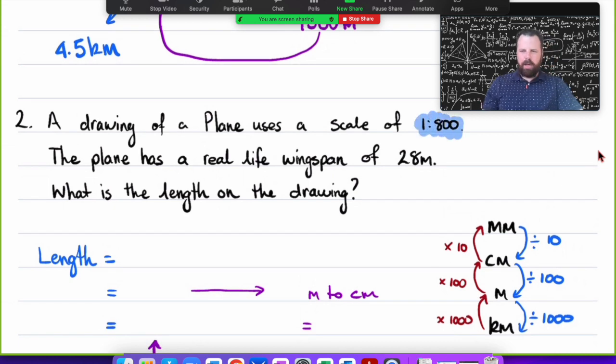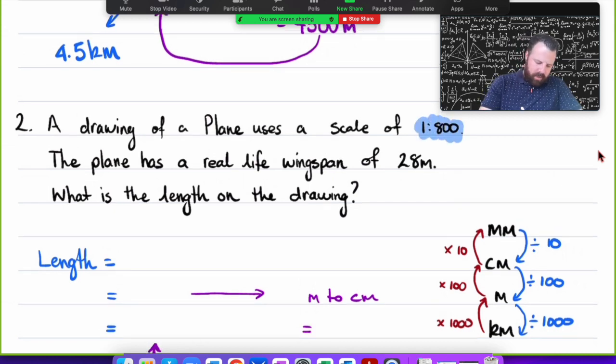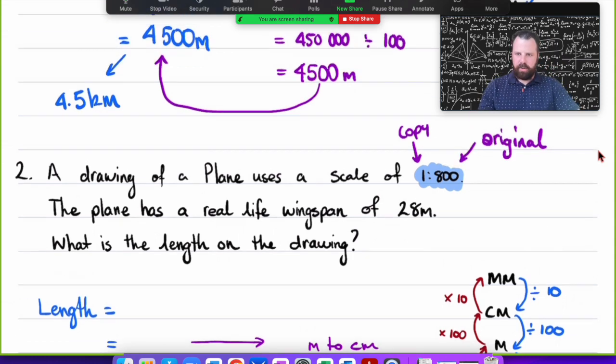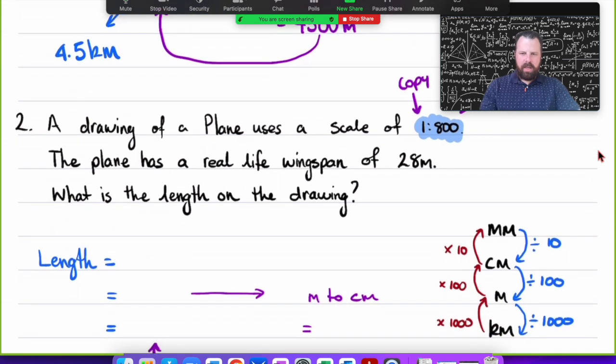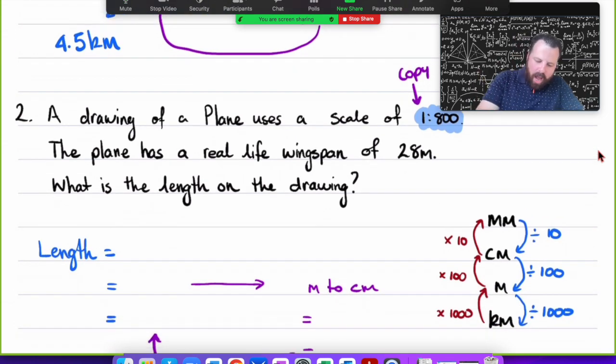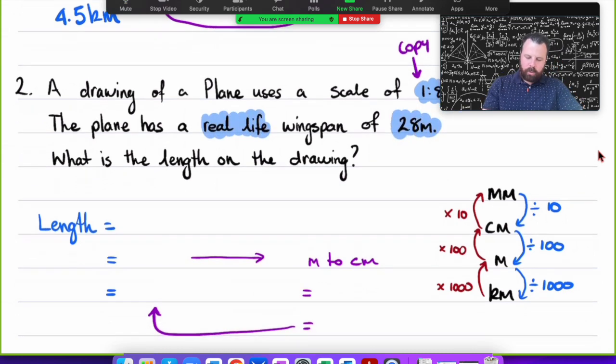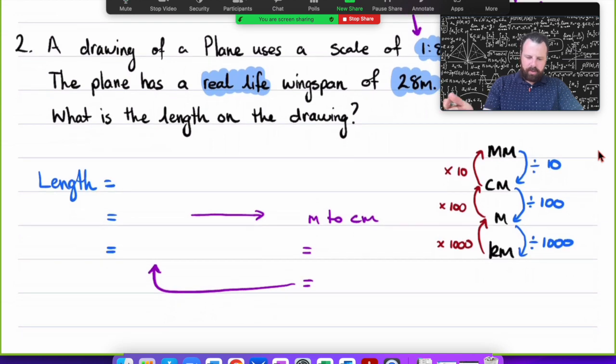A drawing of a plane uses a scale of 1 to 800. So remember that means 1 unit on the copy is 800 units on the original. Sorry, you can't see that. 1 copy. The plane has a real life wingspan, so real life, which is the original, of 28 meters. What is the length on the drawing?